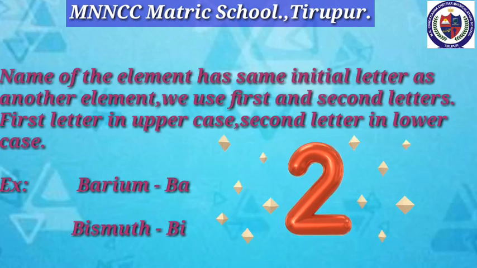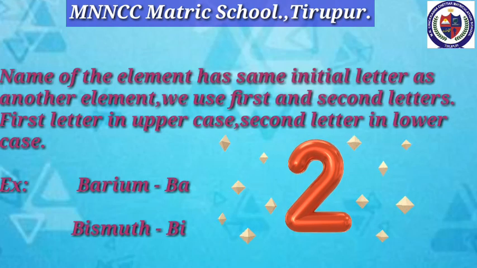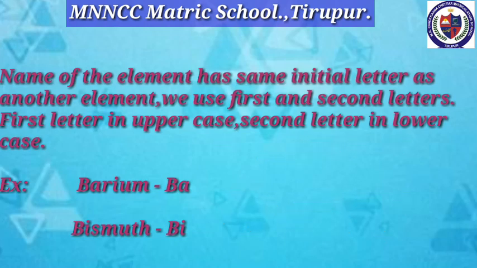Number 2. If the name of the element has the same initial letter as another element, then the symbol uses the first and second letters of the element name. First letter in uppercase and the second letter in lowercase. For example, Ba is the symbol for barium. Bi is the symbol for bismuth.